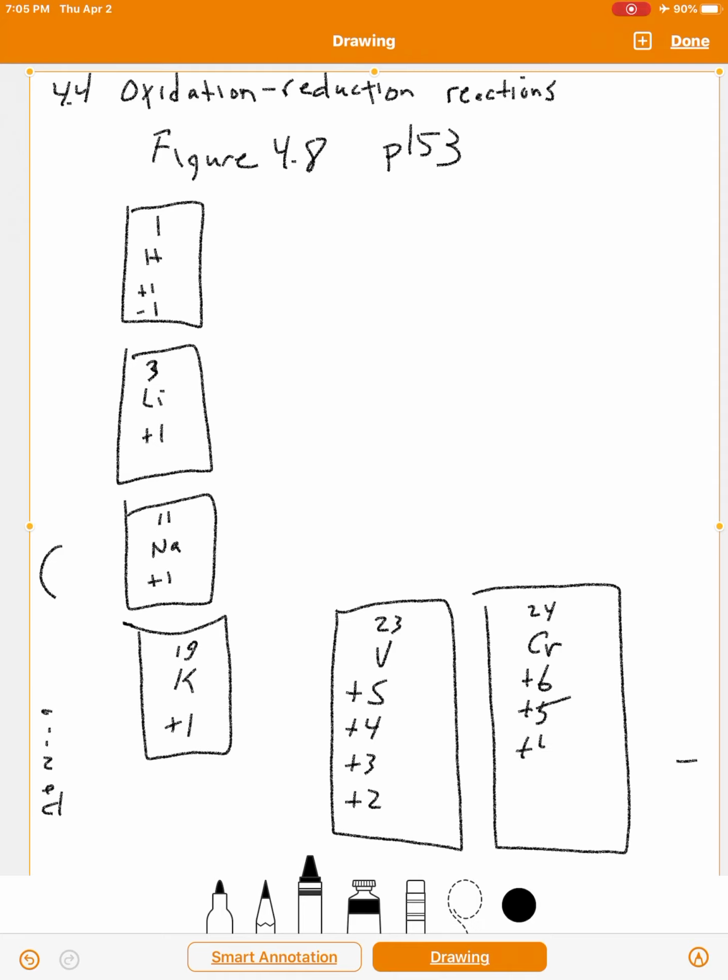+5, +4, +3, +2. So the transition metals have quite a bit of variation in terms of their oxidation numbers. They're not so straightforward. Vanadium could have one of many different oxidation states, as could chromium. The alkali metals are much more predictable, +1 for the alkali metals. Okay, so that's a nice little table to take a look at. And there you go. That's our introduction to oxidation reduction reactions, or redox reactions.